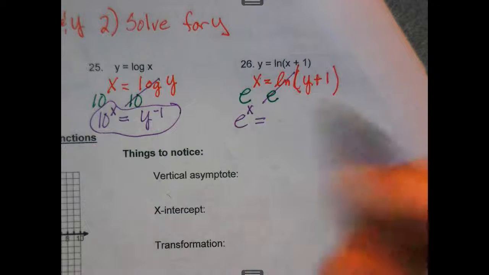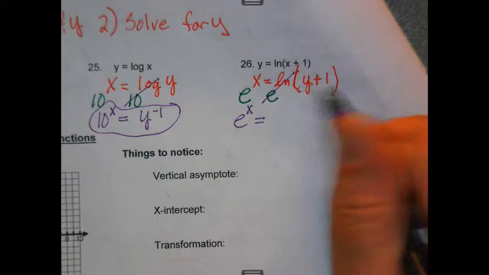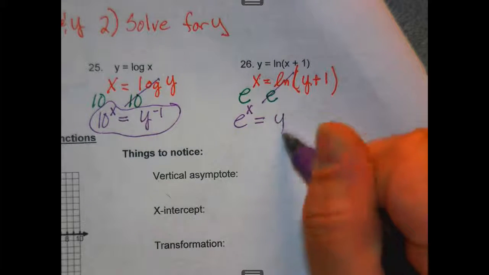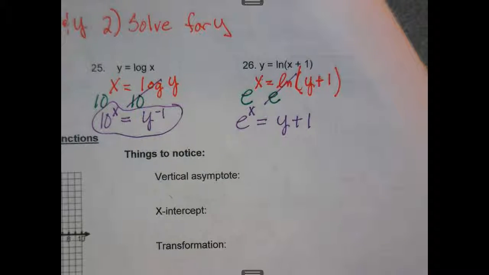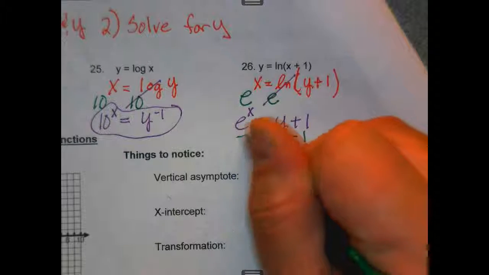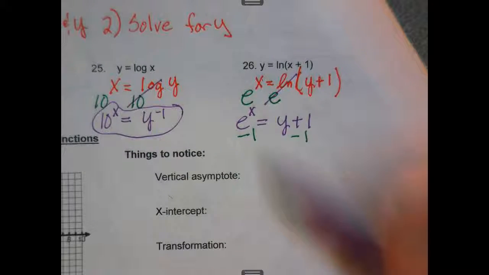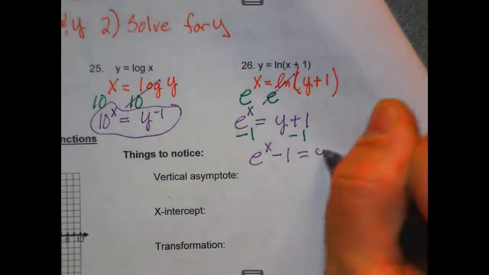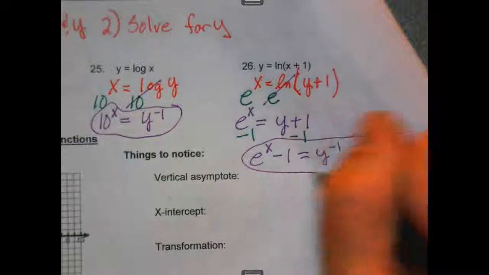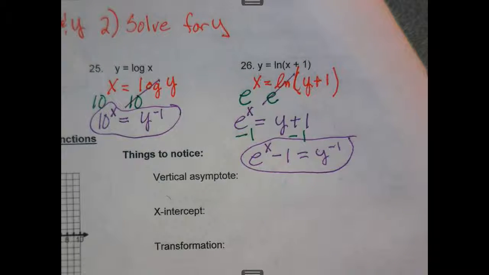equals, these cancel out each other. Now I can drop my parentheses because it's all by itself. y plus 1. Now what? Subtract 1. So my y inverse equals e to the x minus 1. It's not to the power, that's a symbol for, and well, I guess it would be power. Questions on finding inverses?